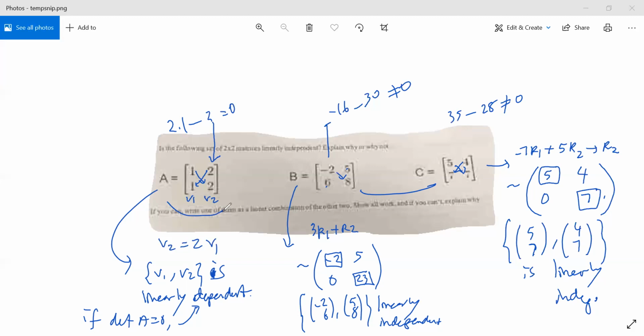So that's another way. And you can always do the row reduced echelon form. And if there is a pivot in every column, then it's linearly independent. If you're missing a pivot in a column, then it's linearly dependent.